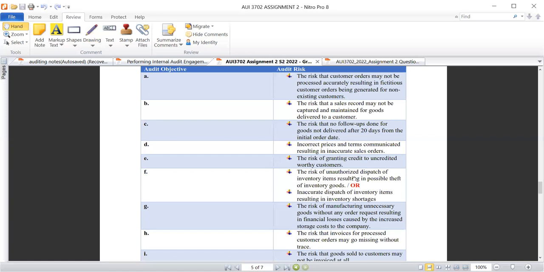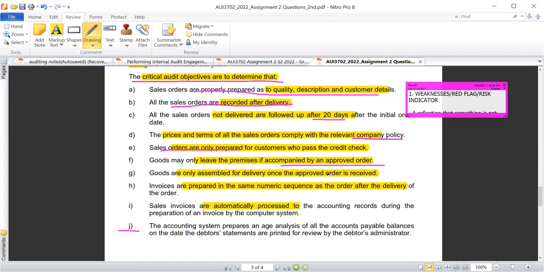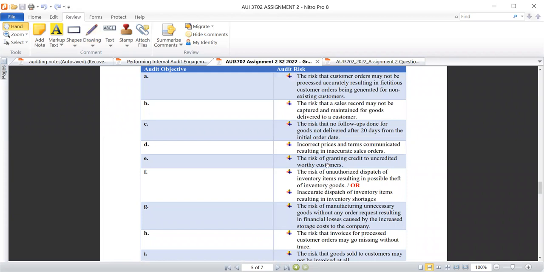For as long as the dispatch is not authorized, it means there is no supporting documents in form of an approved order. So if there's no approved order, guess what? For as long as they tell you on record that they've dispatched X amount of goods, but there's no supporting documents in form of an authorized order, it means that dispatch was unauthorized. So that is the risk there. So the risk that unauthorized dispatch of inventory goods or items may occur, which would result in possible inventory shortages or probable theft of inventory. Right, so that's number F.